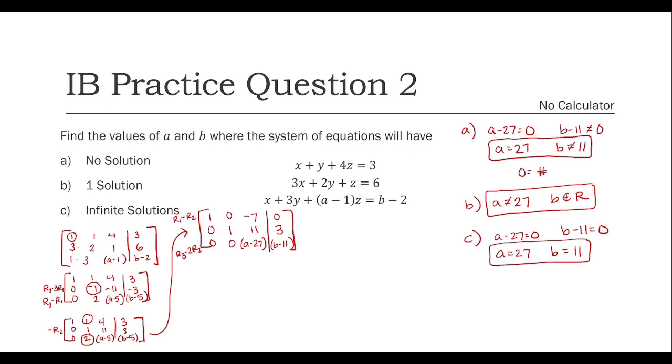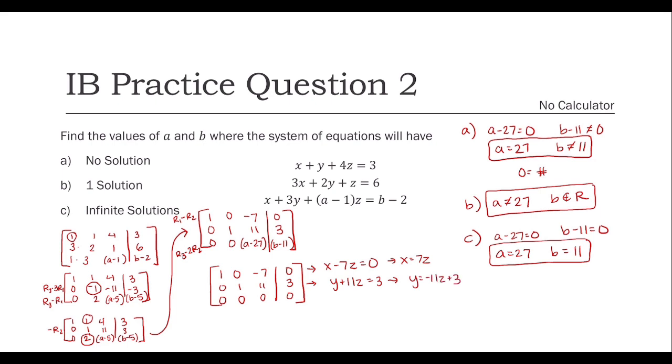So if a is 27 and b is 11, if we have infinite solutions, then our matrix would become 1, 0, negative 7, 0, 0, 1, 11, 3, 0, 0, a minus 27, so 0, and then b minus 11, which is 0. So this would mean x minus 7z equals 0. And for the second row, we have that y plus 11z equals 3. So y equals negative 11z plus 3. And then z is our free variable.